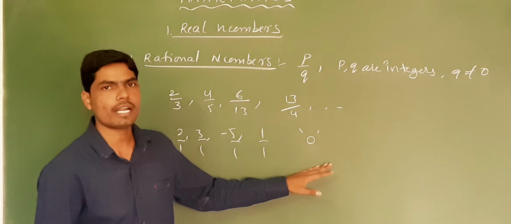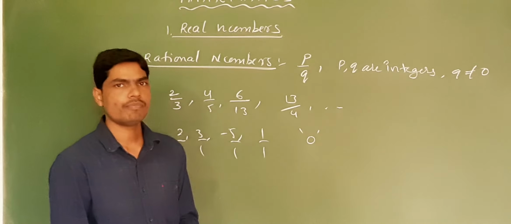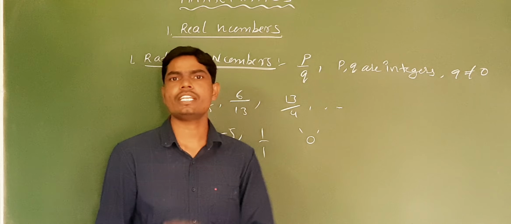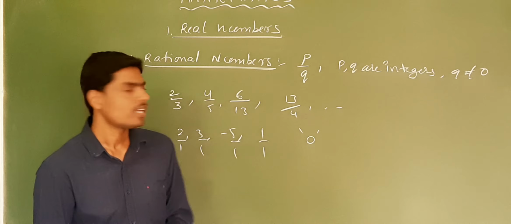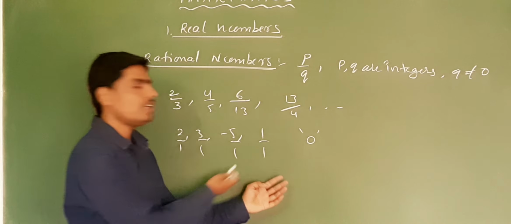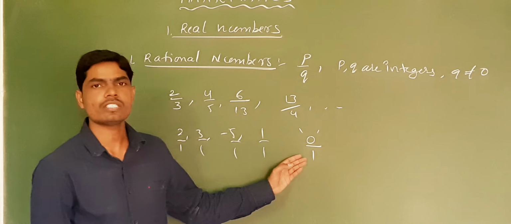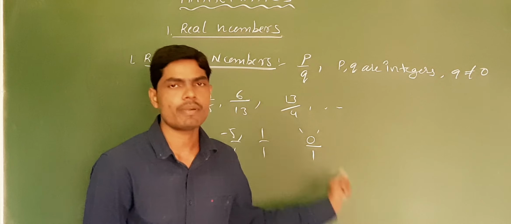How will 0 become a rational number? Is 0 a rational number? Yes, 0 is also a rational number. But how? Same as here. If nothing is there in the denominator, we can take 1. So 0 is also a rational number.